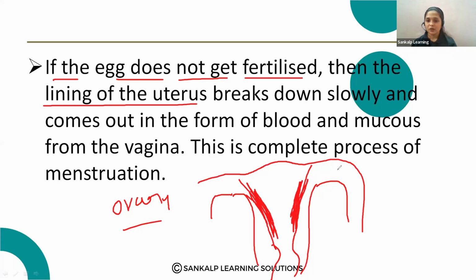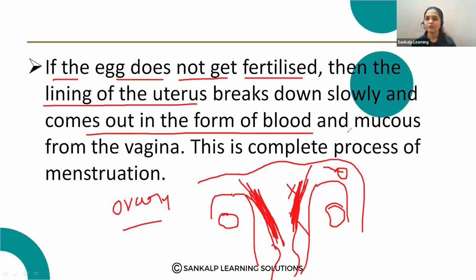If fertilization does not occur, the egg released by the ovary, so just imagine this is the ovary, is not able to fertilize with the sperm. So no pregnancy occurs, and the lining of this uterus, this inner layer of the uterus, breaks down slowly and comes out in the form of mucus and blood. That is called menstruation. It comes out in the form of blood and mucus from the vagina. So that is called the menstruation cycle.